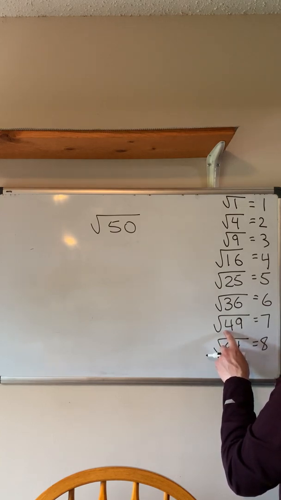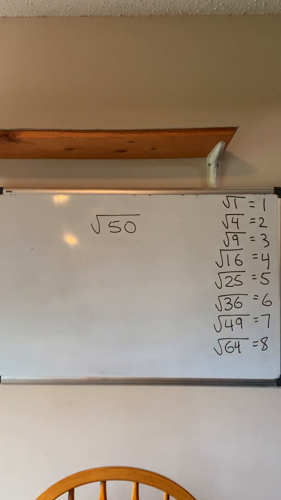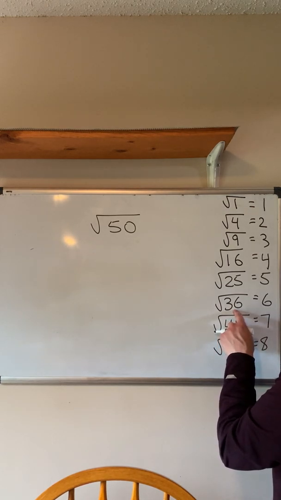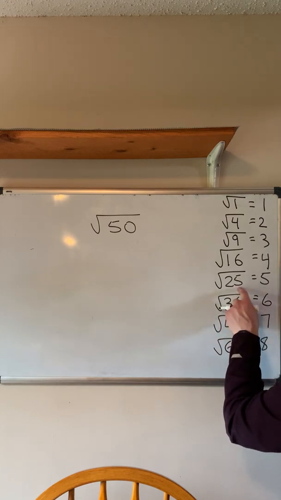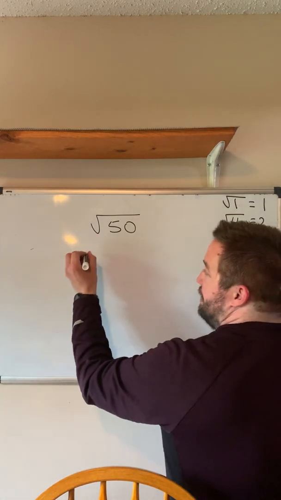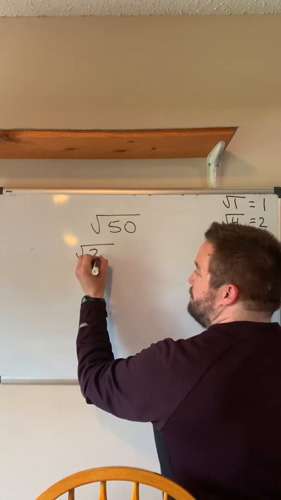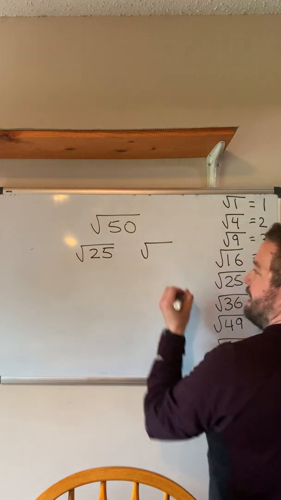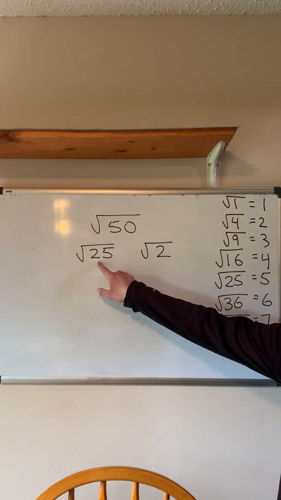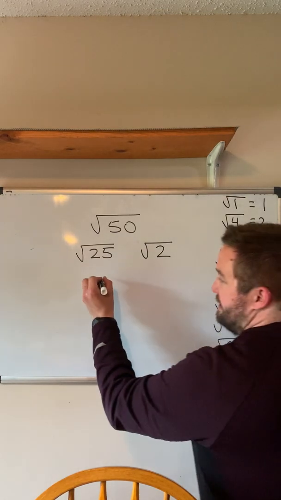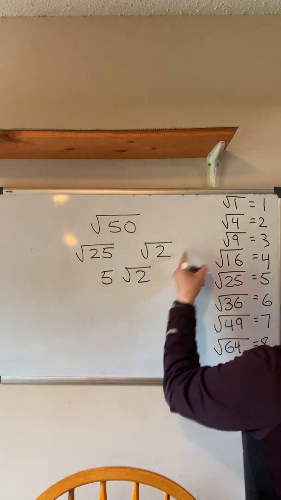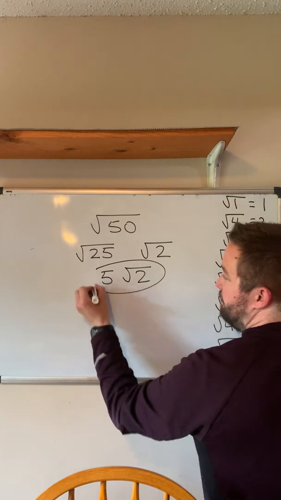So I'm going to start at 49. Well, is that going to be a nice number? No. 50 divided by 36, that's not going to be a nice number. Look at this, 50 divided by 25. Hey, that works. So I can break down the square root of 50 to be the square root of 25 times 2. Well, what number times itself is going to be 25? That's going to be 5 times the square root of 2, because I can't factor that at all. And my final answer is this.